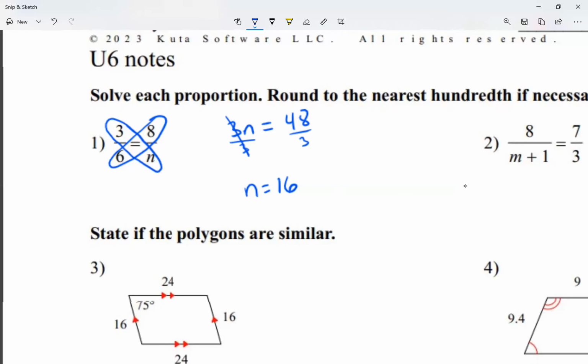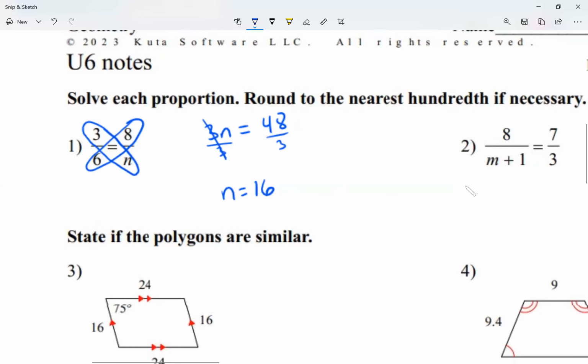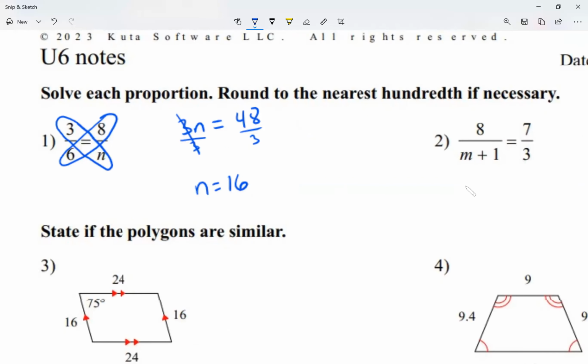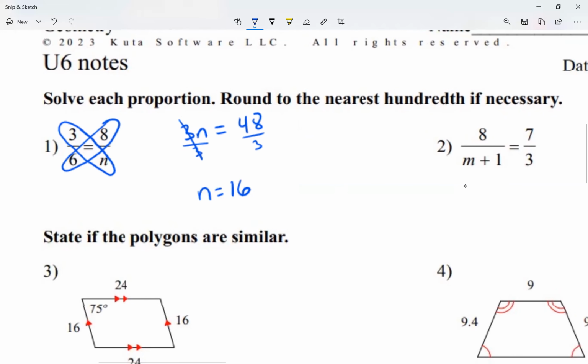Again, questions number 1 and 2 are review. You guys should have seen this before. You saw this in algebra, but we'll practice a little of our review. It says round to the nearest hundredth if necessary. So if I have decimals, round to the nearest hundredth. Now hundredth sounds like the number 100. It's a 1 with 2 zeros. Because there are 2 zeros, we use 2 decimal places if necessary. Question number 1, I didn't need decimals, so I just said n is equal to 16.